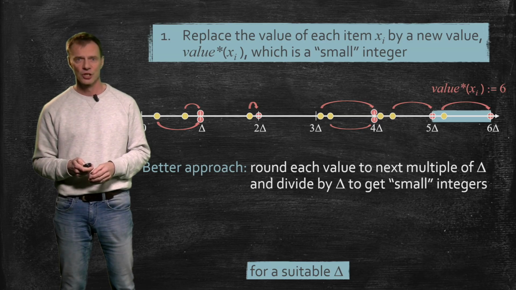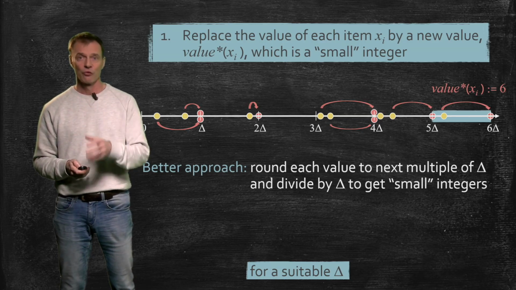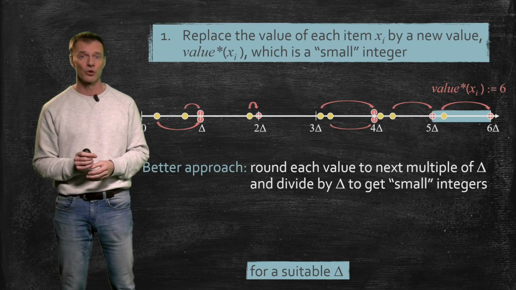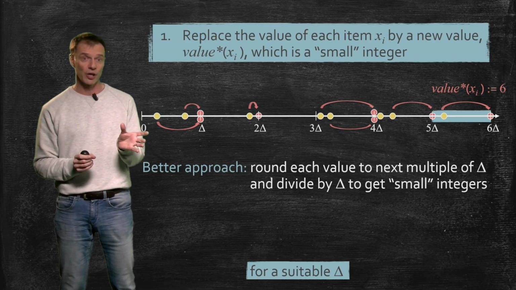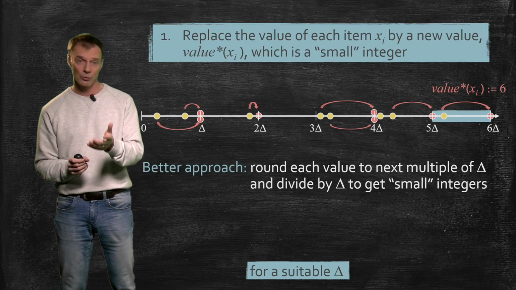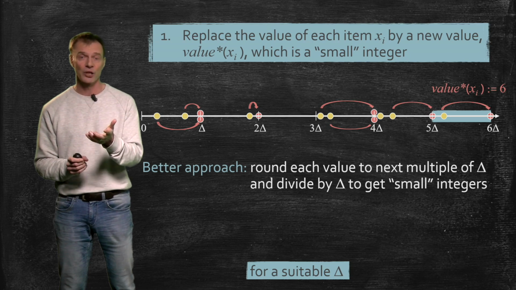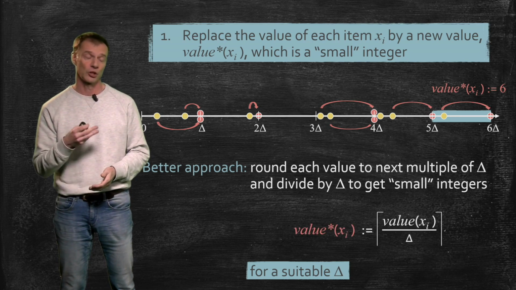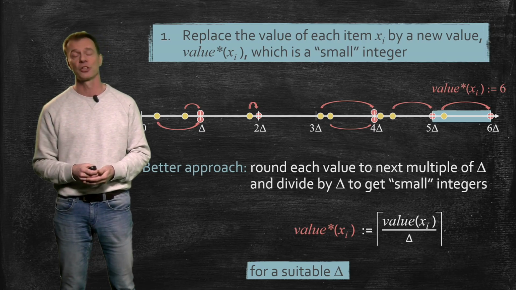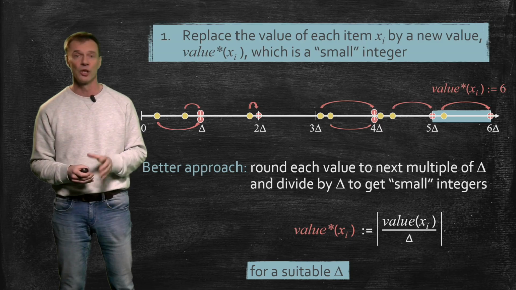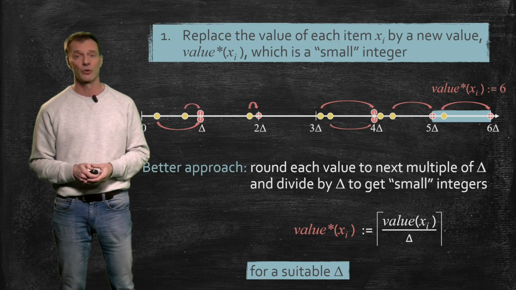Note that this also means that we now have integer values. So for instance, all the items whose value would be in this blue interval would all get a new value star of 6, because they round to 6 delta, and then we divide by delta, so the final value star will be 6. And you can compute this value star using this simple formula. You take the value of xi, the original value, divide by delta, and then round it up.